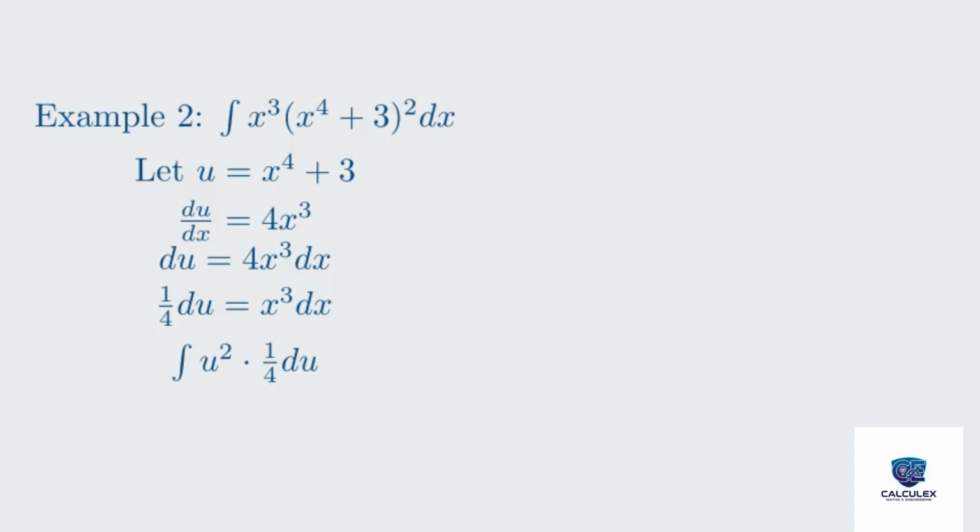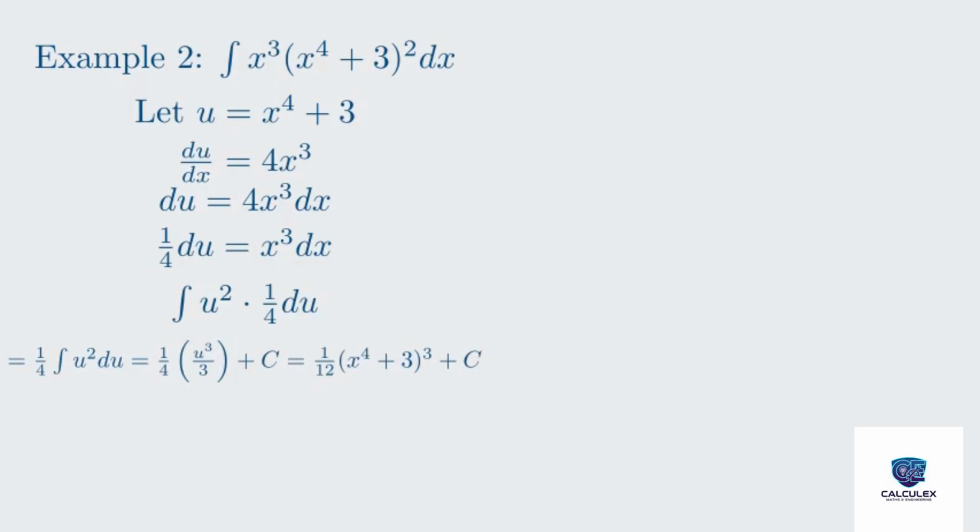Substituting back in, our integral becomes the integral of u squared times 1/4 du. We pull the 1/4 out, integrate u squared, and substitute back. The final answer is 1/12 times x to the 4th plus 3, cubed, plus c. By identifying the inner function and its derivative, we transformed a complex integral into a simple one. That's the power of U-substitution, and we've met our objective for this section.